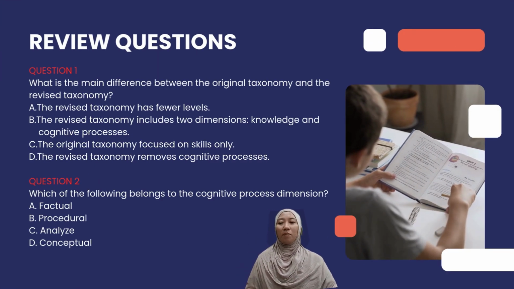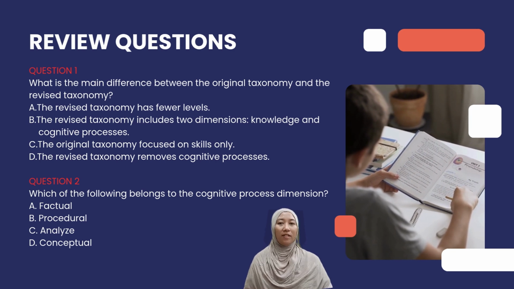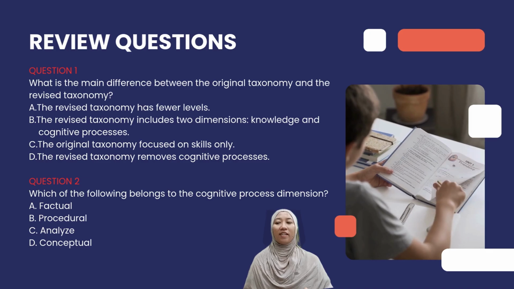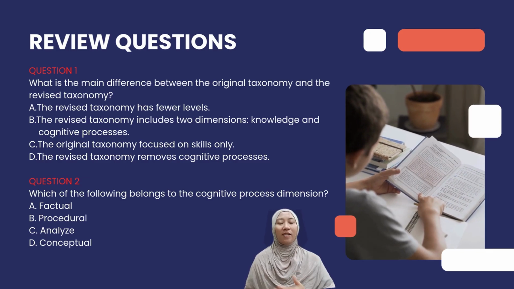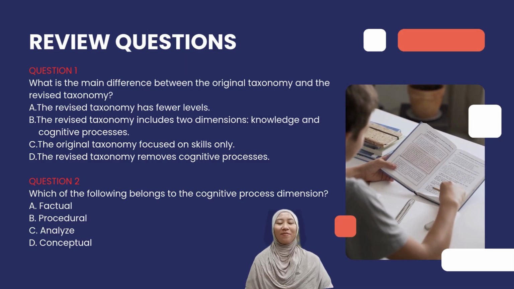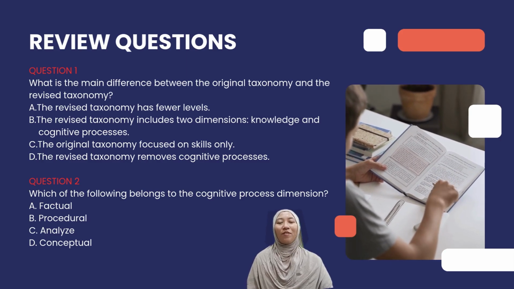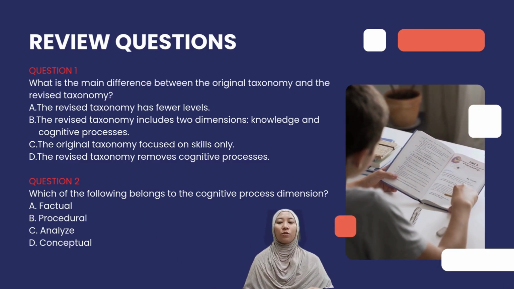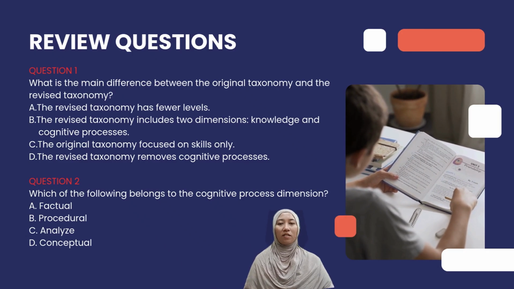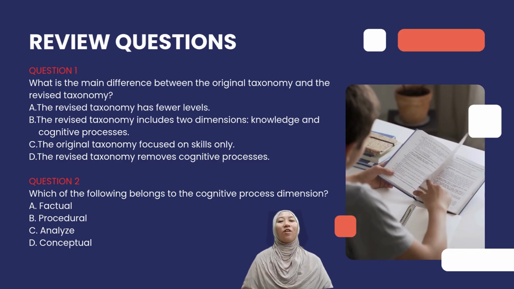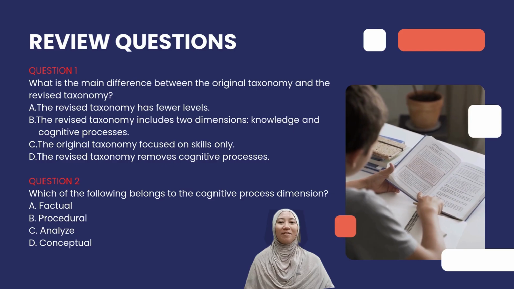Review question number 1. What is the main difference between the original taxonomy and the revised taxonomy? A, B, C, or D? Please answer. Question number 2: which of the following belong to the cognitive process dimensions? A, B, C, or D? Please answer.